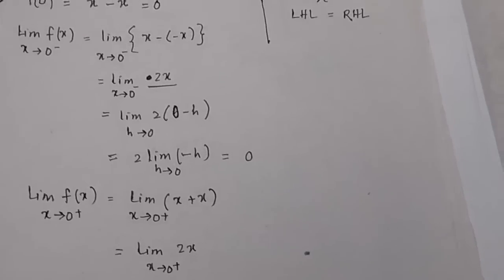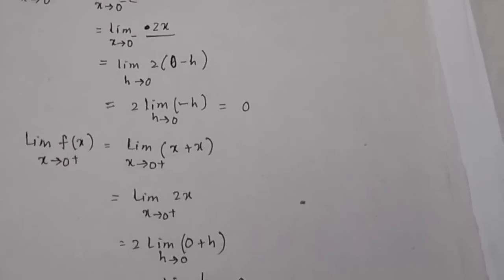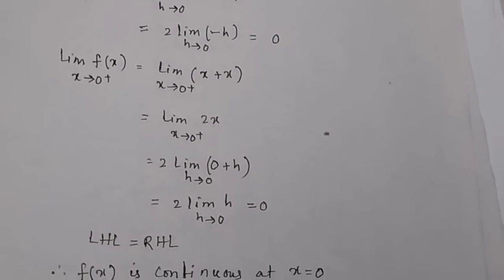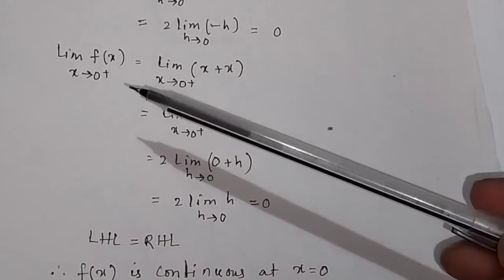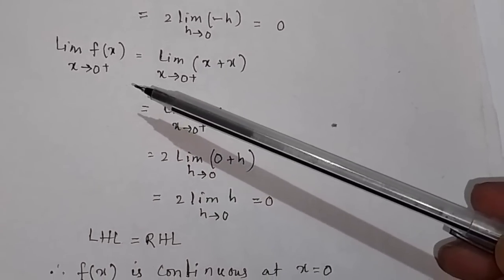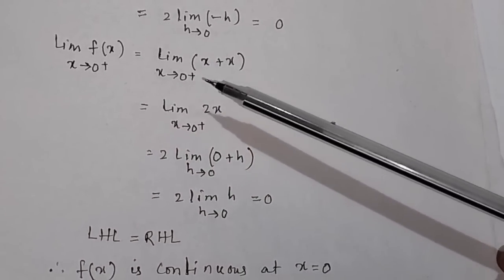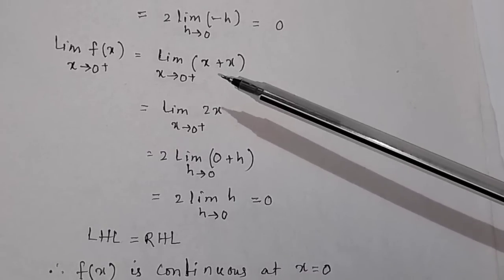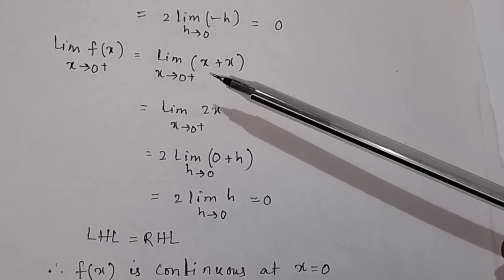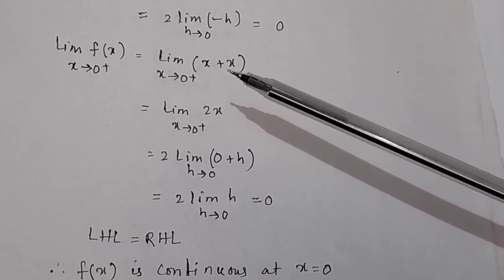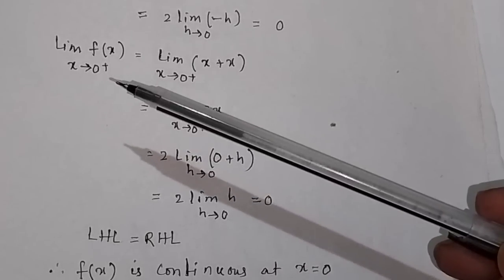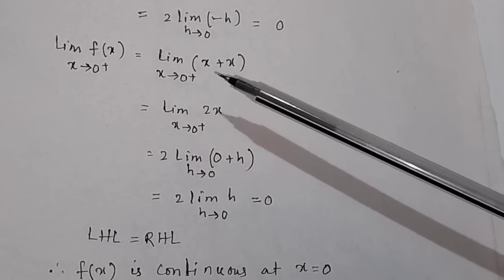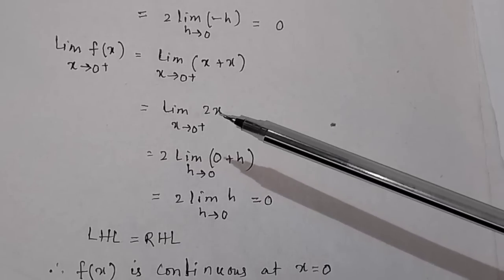Now check the right hand limit. What will be the right hand limit? Let us check. So here limit of f(x) as x approaches 0 plus will be equal to limit of x plus modulus of x, that means limit of x plus x, because modulus of x is x if x is greater than 0. 0 plus means greater than 0. So x plus x, that is equal to 2x.